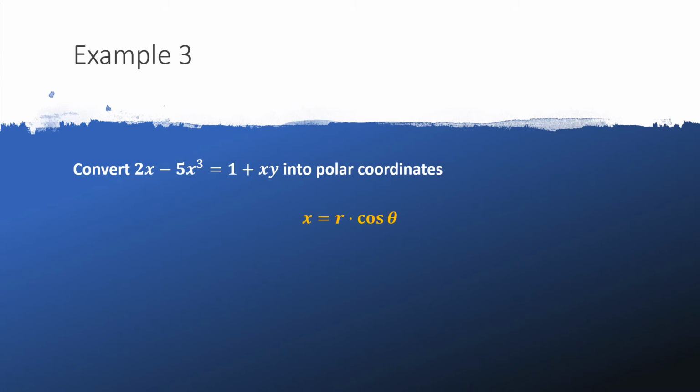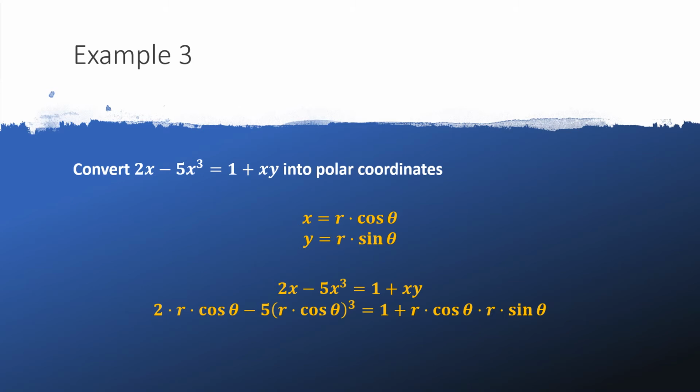So again, remember that x equals r cosine theta and y equals r sine theta. And so if I plug those into my function, I get that 2x minus 5x cubed equals 1 plus xy is the same thing as 2r cosine theta minus 5r cosine theta cubed, which equals 1 plus r cosine theta times r sine theta. This is a really nasty looking equation, so I'm just going to clean it up a little bit. And I'm going to get 2r cosine theta minus 5r cubed cosine cubed theta equals 1 plus r squared cosine theta sine theta. Now, generally, we would try to get this to be r equals, but because the equation is so nasty and we have so many r's every place, we would probably just leave it as is.